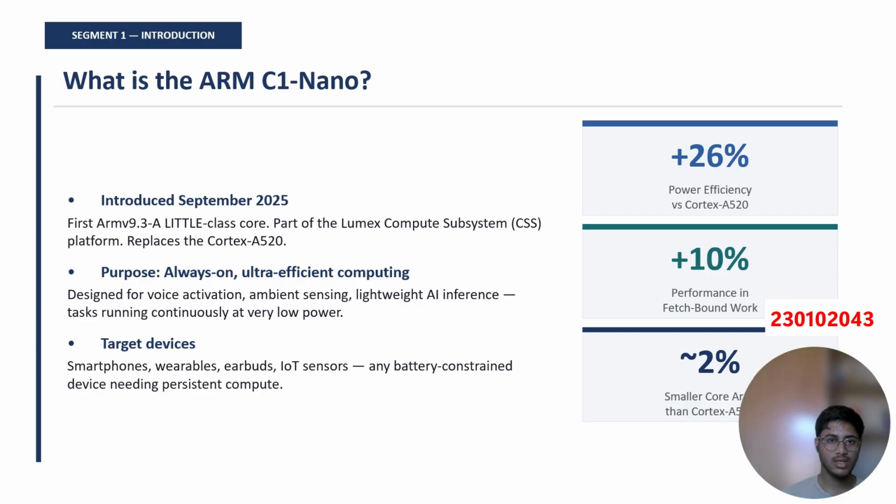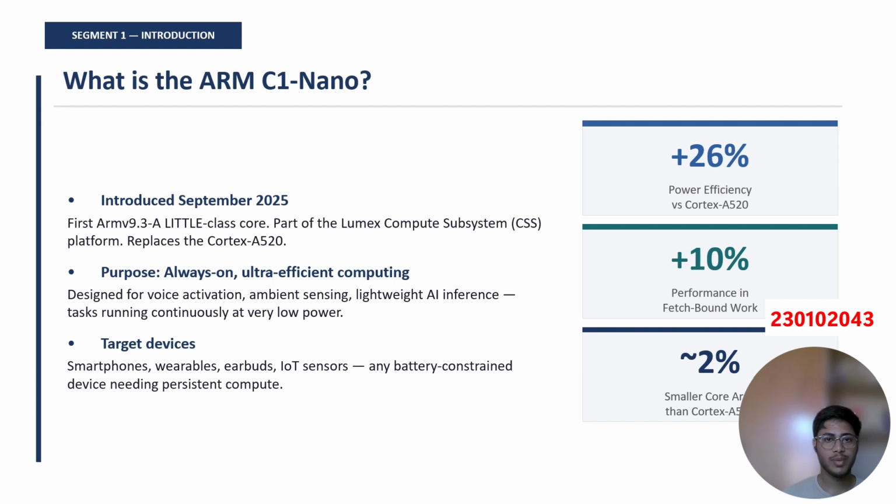Now, what is ARM C1 Nano? It was introduced in September 2025. It is the world's first ARMv9.3 little class core, a part of ARM's Lumex compute subsystem platform. It directly replaces the Cortex A520.